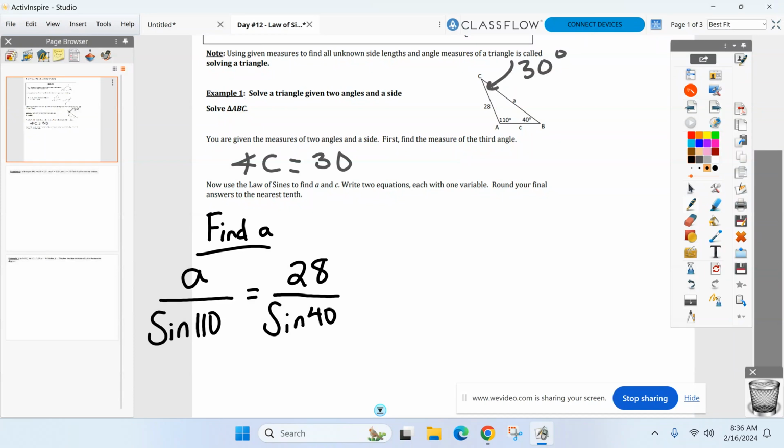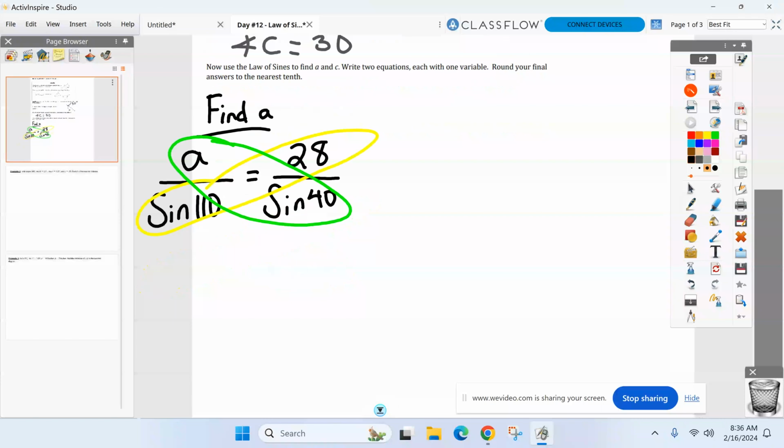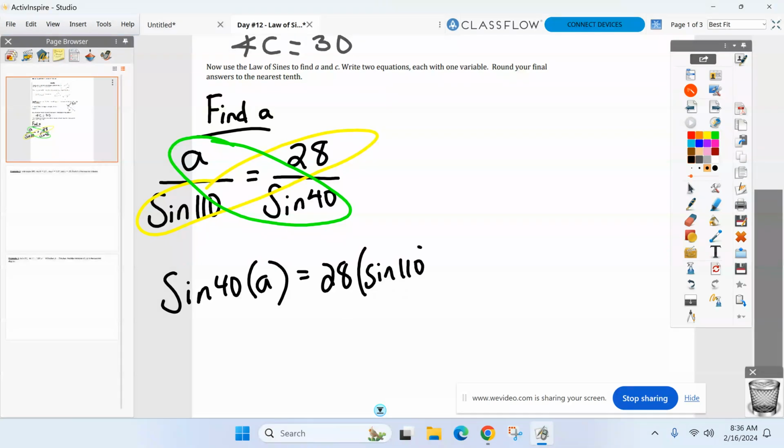How have we been solving proportions all year long? Cross multiply. I'm not changing the rules here now. All right, let's cross multiply. So we have sine of 40 times side A equals 28 times the sine of 110. All I did was cross multiply.